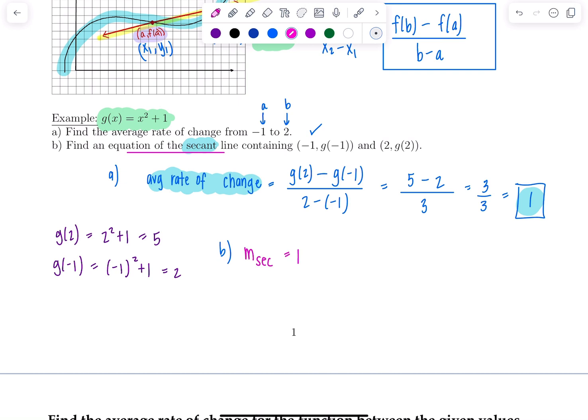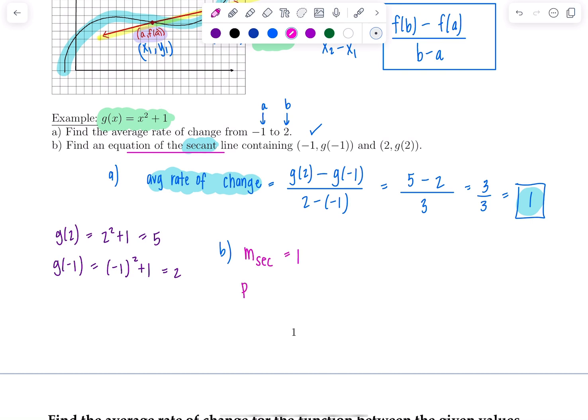Great. All I need now is a point. Can I get a point from somewhere? Sure. You've got two to pick from, actually. Do you want to use (-1, g of -1) or (2, g of 2)? It's up to you. Both will give you the same equation of the line. It'll be correct. Let's just use (2, g of 2) because it's positive.